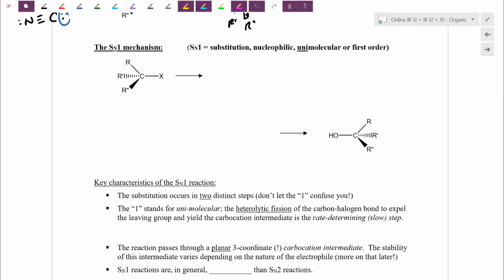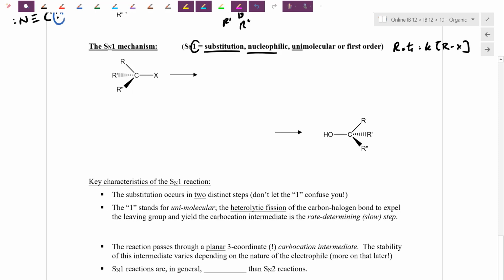What can we say about this? The S refers to substitution. One thing is going to replace another thing. It's still going to be a nucleophile that comes in. The 1 actually doesn't refer to 1 step or 2 steps. The 1 again refers to the rate law. The rate law is actually rate equals k times just the alkyl halide, the RX, which is actually a little bit strange.